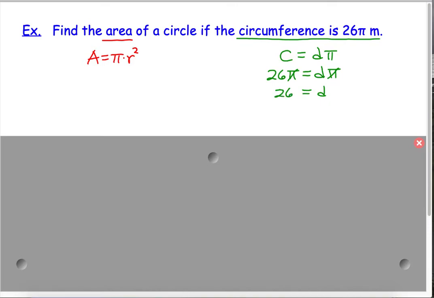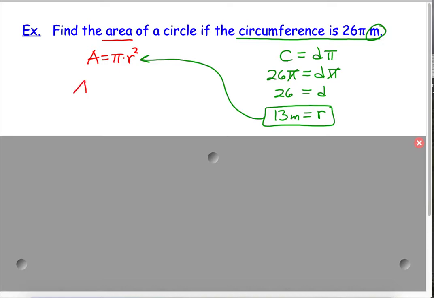Now I need the radius to get the area, but if I know the diameter, I'll just cut that in half to get the radius. And so the radius is 13, and my units were meters. So I have a radius of 13 meters. Now I can use that to plug in there and get my area.